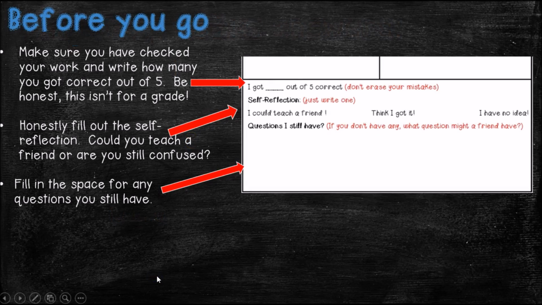Go ahead and check your work and write down how many you got correct out of 5. Remember, be honest, it's not for a grade, but we do want you to fill out that self-reflection. Let us know, could you teach a friend? Do you think you got it? Do you still have absolutely no idea? And remember to fill in the space for any questions you still have.